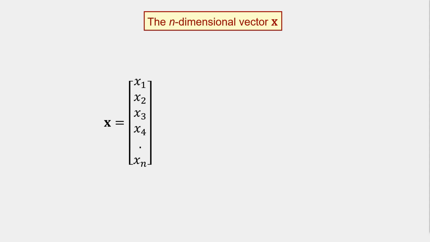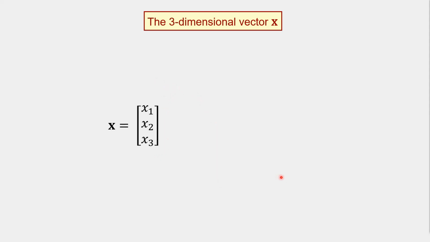So let's start with a vector. Now, a vector is just a container full of numbers. In this case, we have an n-dimensional vector x, and it's called n-dimensional because it holds n numbers. These are its n elements. If we have a three-dimensional vector, then we have 3 elements.